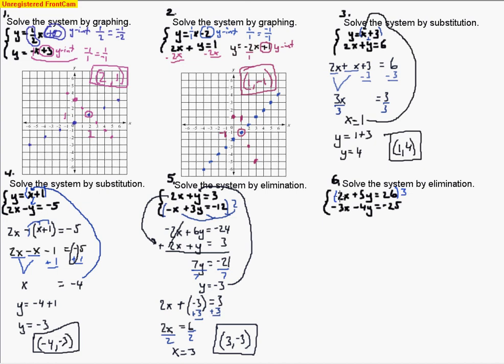So 3 times 2 makes 6. So this makes 6x eventually. So I want this to be a -6x. Well, it's already negative, so let's just multiply it by 2. So every number on that bottom equation gets multiplied by 2. Every number on the top equation gets multiplied by 3. Let's rewrite what we've got now.